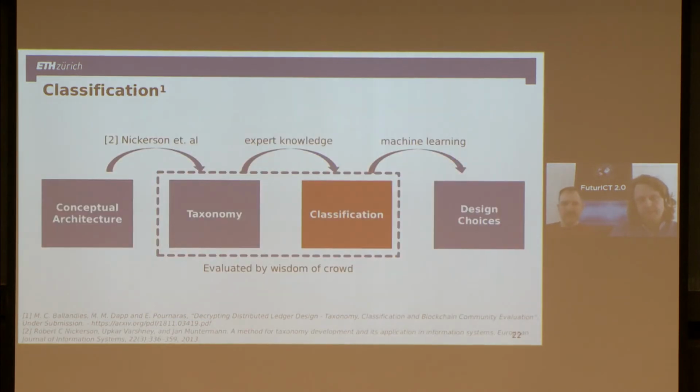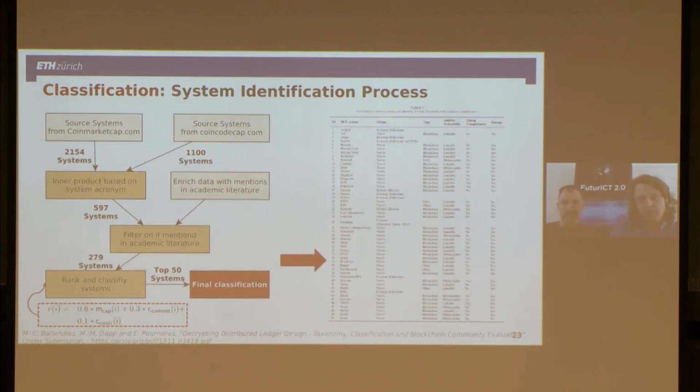Okay. So now we have this taxonomy, and we classified it. And so we observed what is out there. And in order to be more transparent, we designed a system identification process. So we sourced our systems from two well-known sites. One is CoinMarketCap, the other one CoinCodeCap. We merged the data we found on these websites.